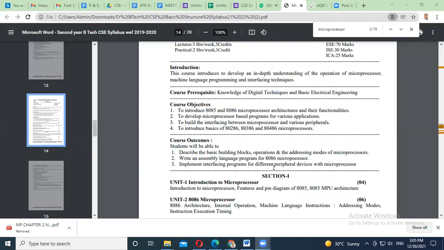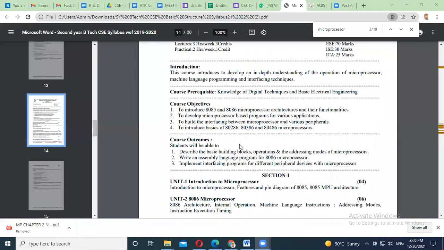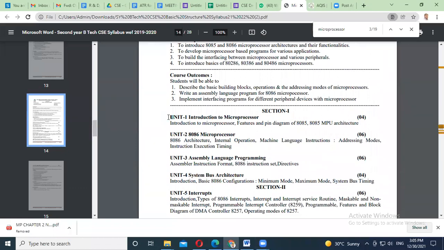Anyhow, dear students, as per the syllabus copy, we have already started and completed the first unit. It is very simple, just a 4 hour lecture topic. Only two are the main things: introduction of microprocessor, in which we studied features and pin diagrams of the 8085 very well. And we also have to study microprocessor architecture, which we will study in the last lecture.